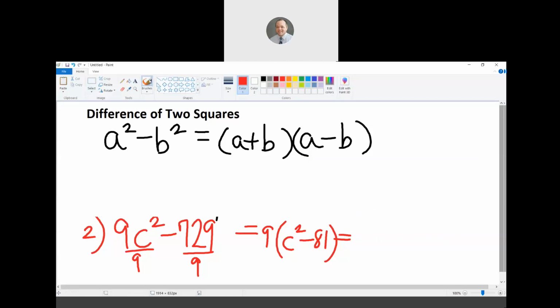So when we draw two parentheses and factor, what goes in the first two spots is how you evenly break down or split up c squared. So that's just c. And what goes in the last two spots is the square root of 81. That gives you 9 and 9. And your answer is factored completely.